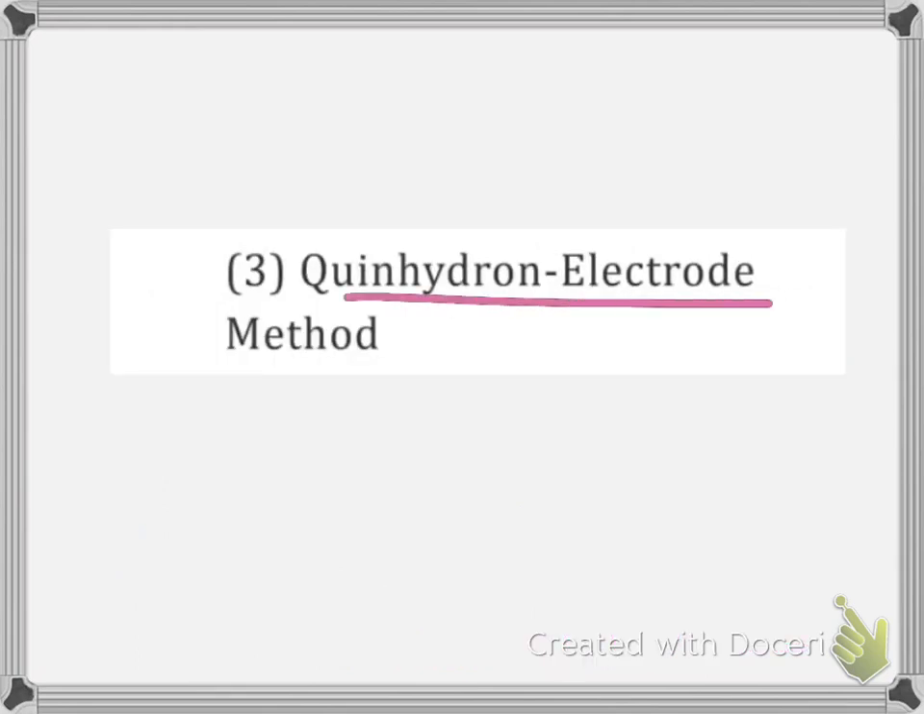Next one is the Quinhydron-Electrode Method. When quinhydron is added to a solution, it separates into hydroquinone.